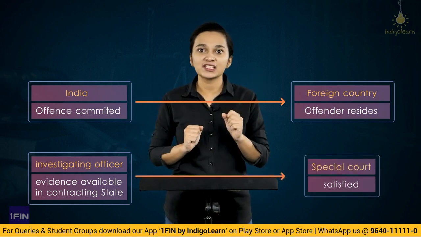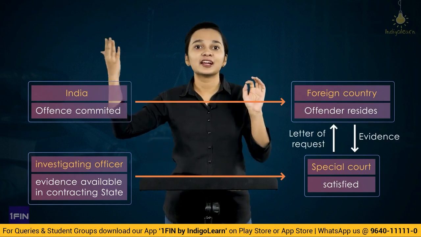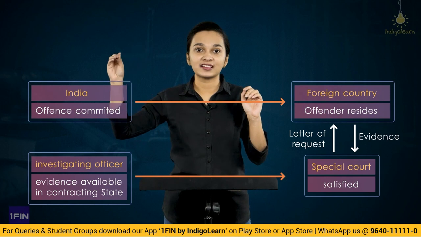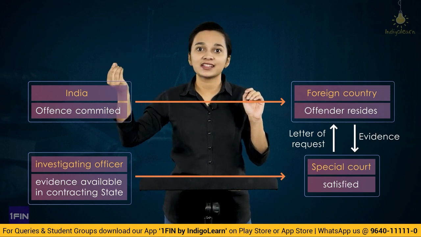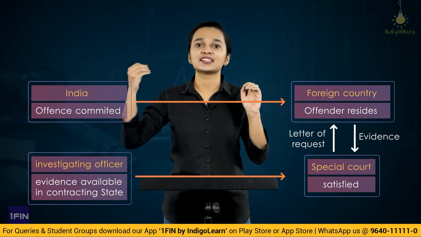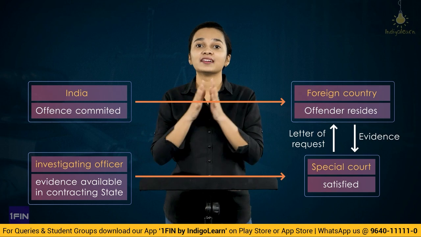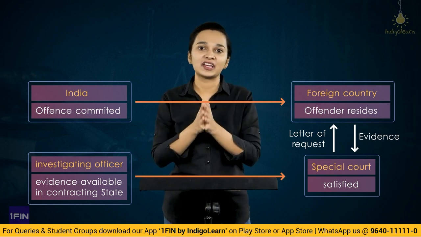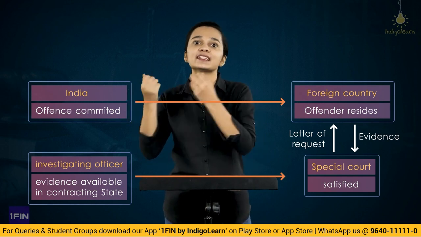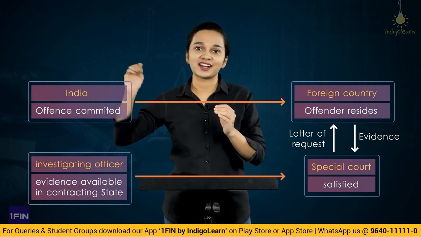Who can make the request? It is the special court who can make the request to the other competent authority of that other country. And the evidence, where is the evidence? The evidence is in the other country, and from that other country the evidence is then sent to India. So this is how a letter of request can be sent in order to obtain some evidence from some other country or from some other contracting state.